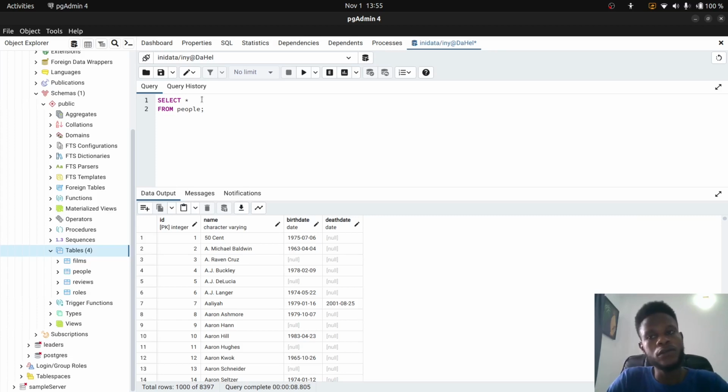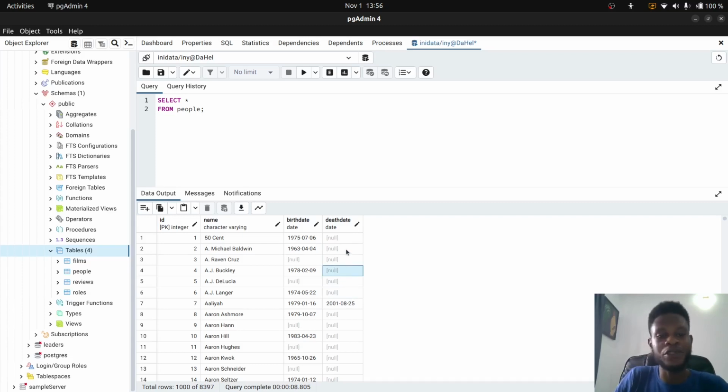So the first thing we need is to calculate the total number of people alive, and we can see there is a death date here. The death date means the date the person died, and if it is null, it means the person isn't dead, the person is still alive. So where we have null values, these are the people that are still alive. So we just need to calculate the number of nulls here.